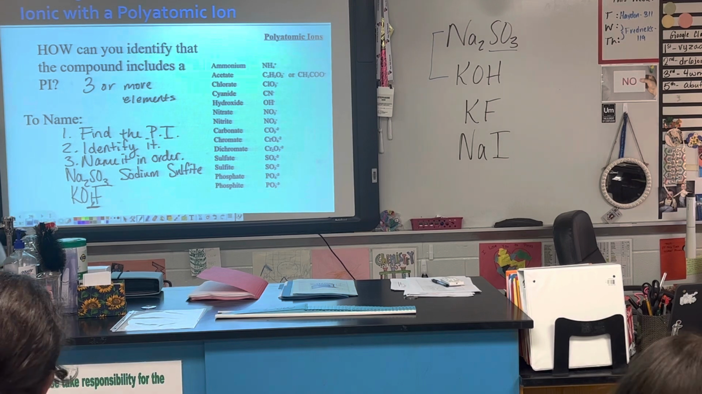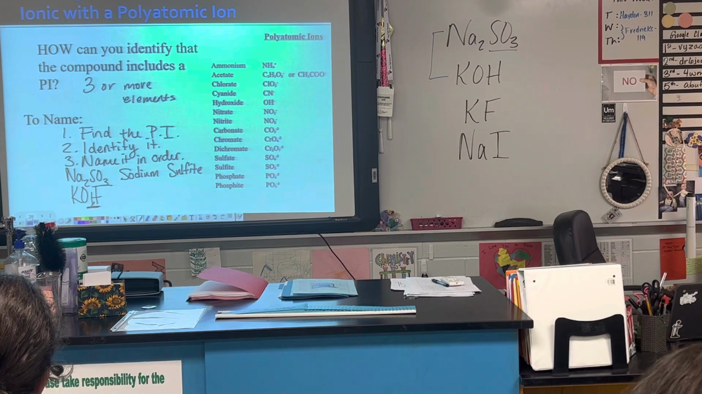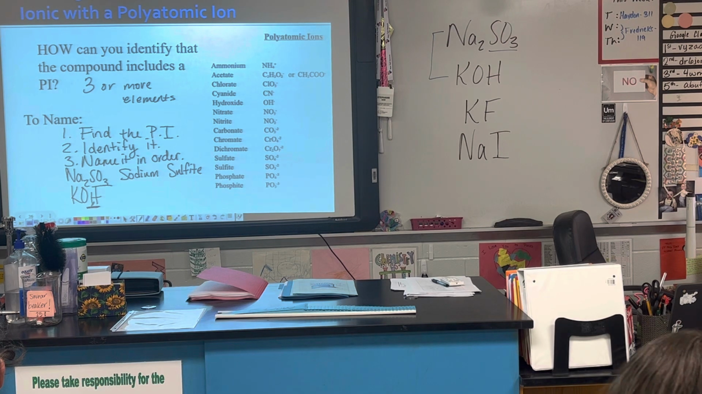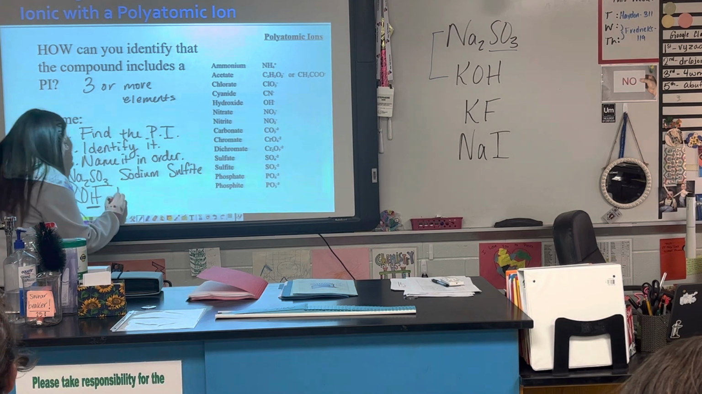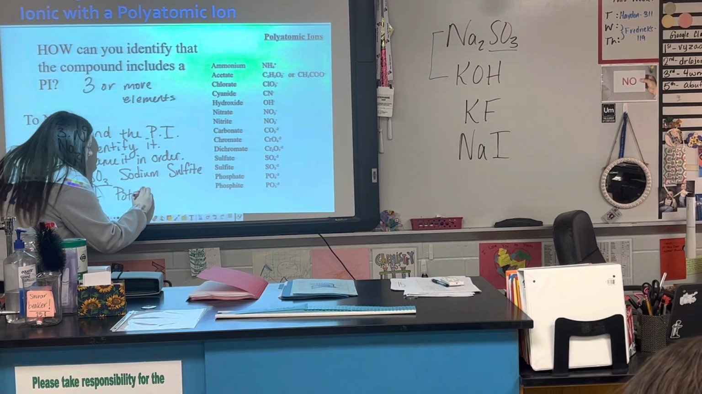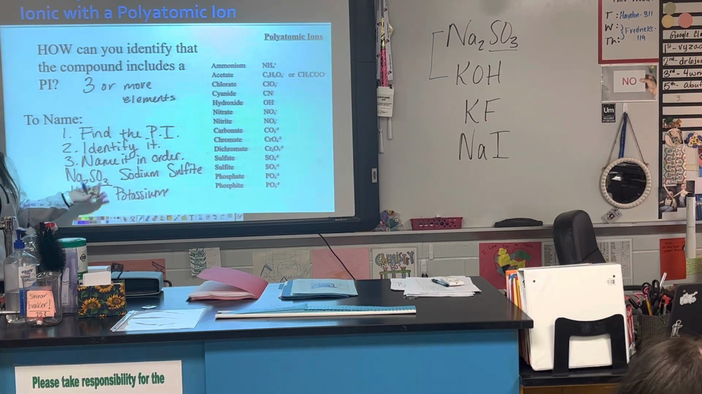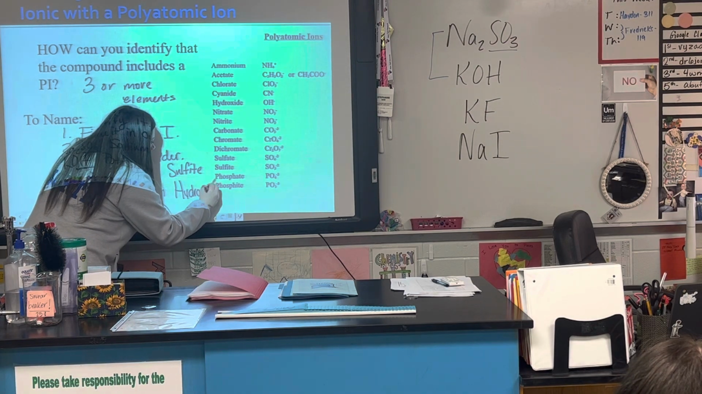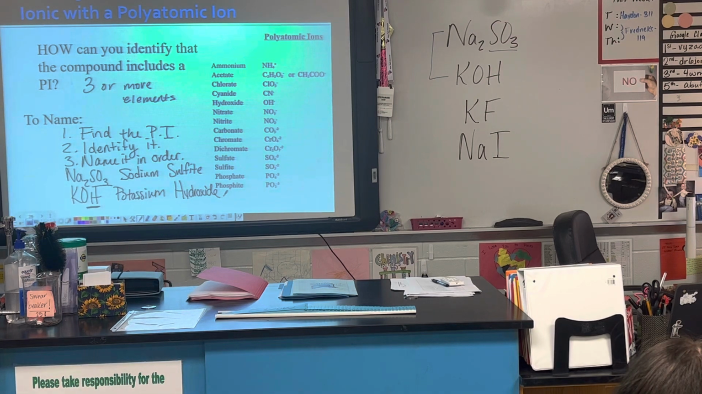What is K? Potassium. Do I need to put potassium's charge in the name? No. How come? It's not a transition metal, it's just group 1. Remember, we only put the charge in the name if it's in groups 3 through 12 or Sn and Pb. This one is in group 1. So it's just potassium. And then we name OH, which we said was hydroxide. So potassium hydroxide. Every compound is only going to have two names.